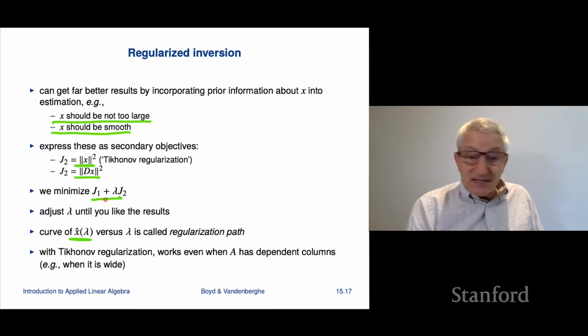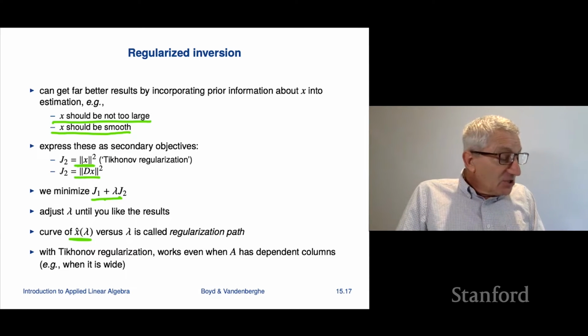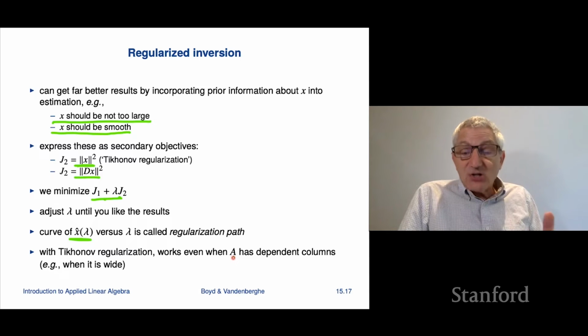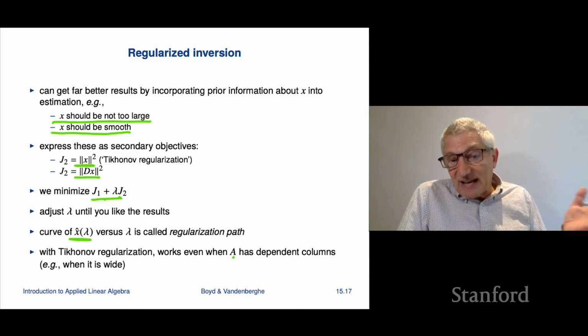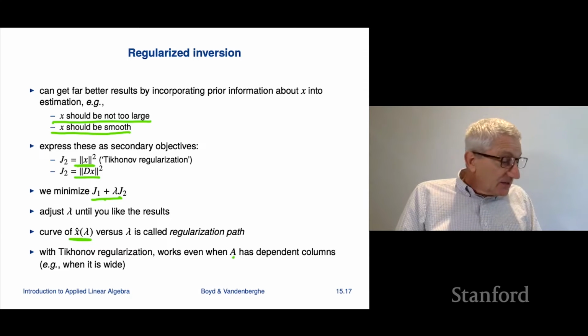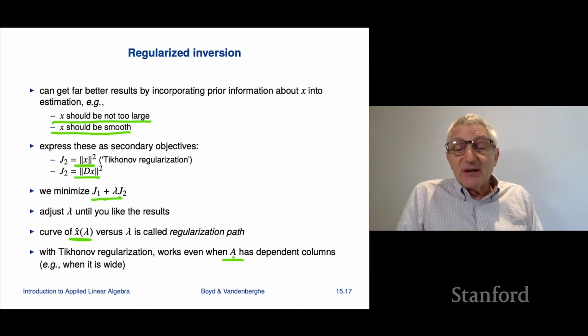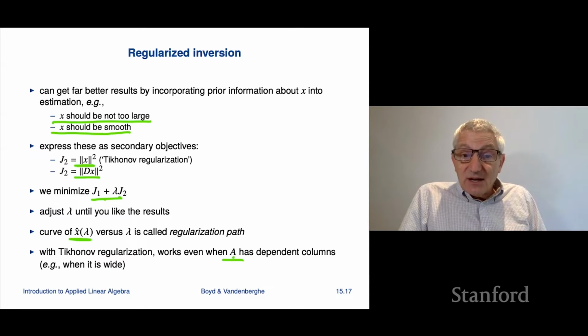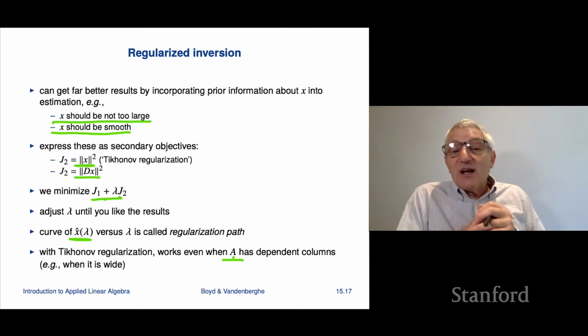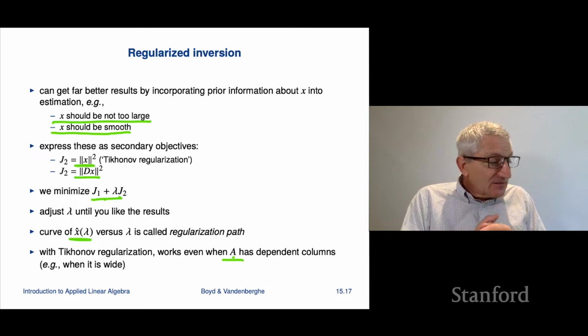When you minimize this in Tikhonov regularization, for example, you end up with A stacked on top of square root lambda times I, the identity. The result is that even when A has dependent columns, the Tikhonov regularized inversion least squares problem makes sense, because it has independent columns. So it's very interesting. It means you can actually do inversion even when you have fewer measurements than parameters you want to estimate. That happens when A is wide. That's called a wide system.